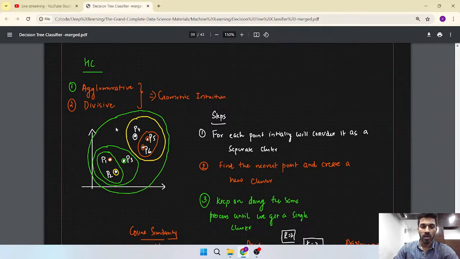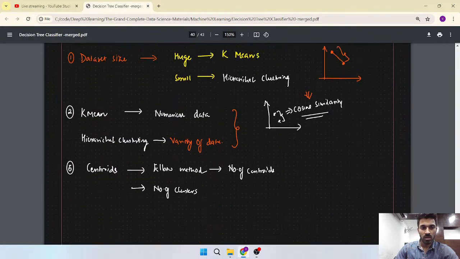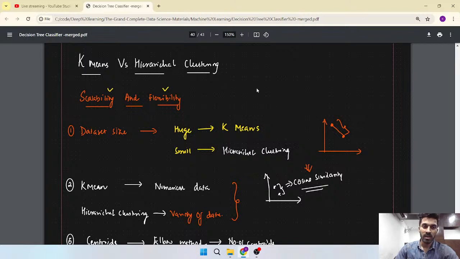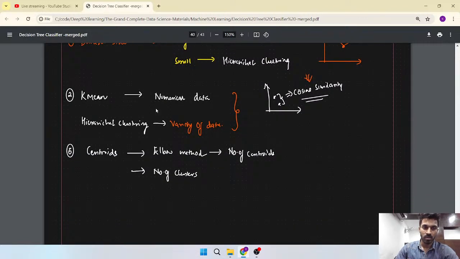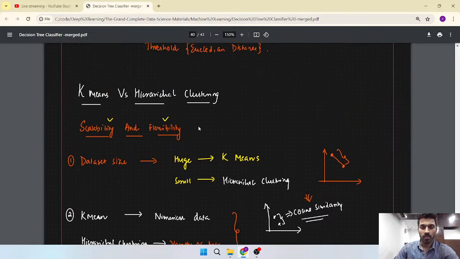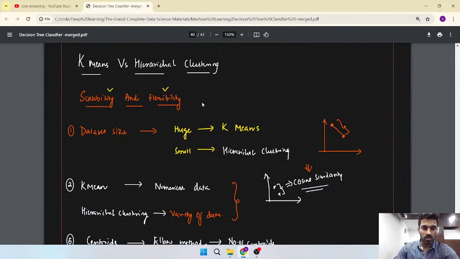Now continue with hierarchical clustering. What is the difference between k-means and hierarchical clustering? Hierarchical clustering works on the variance of numerical data. If your data size is very huge, then apply k-means clustering. If your data set is small, then apply hierarchical clustering. The question is why?